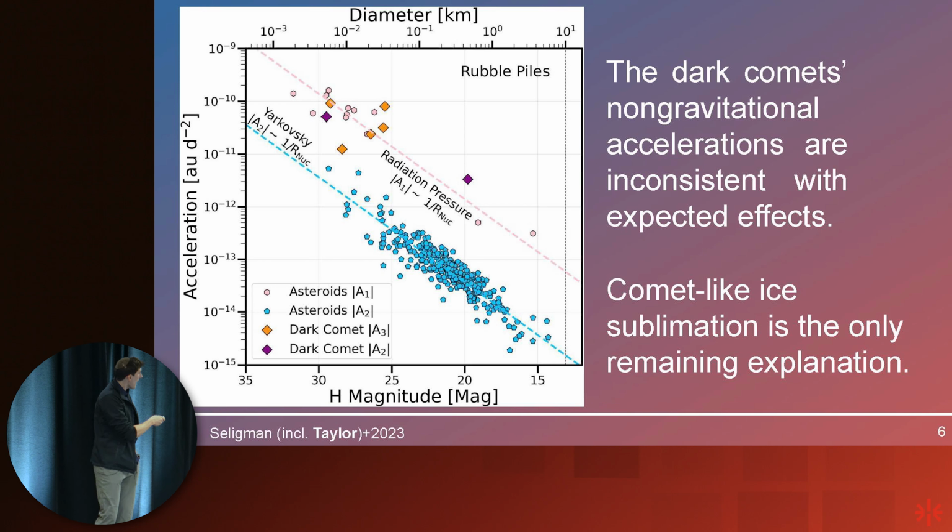But what you can see from this, right off the bat, is that it tends to align with a radiation pressure effect, and is far too high in magnitude to be a Yarkovsky effect. The interesting thing is that it's the wrong direction to be radiation pressure, and way too large to be a Yarkovsky effect. The only explanation we really have remaining is that it's some sort of sublimation, like comets.